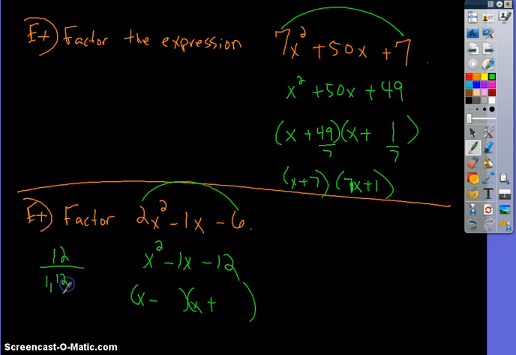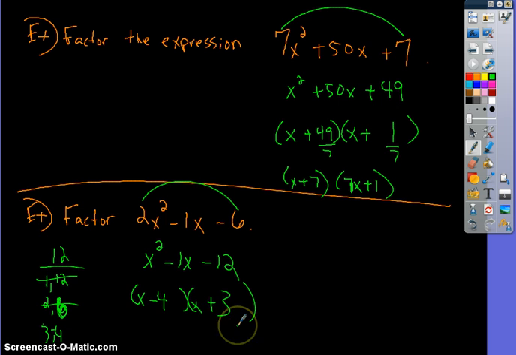Got 1 and 12, 2 and 6, 3 and 4. Well, of all those, which ones multiply together and can add together to be 1? 1 and 12 can't, 2 and 6 can't, 3 and 4 can. And in this case, the biggest one is negative, so the 4's got to be the negative one. So this is negative, and the 3 is positive.